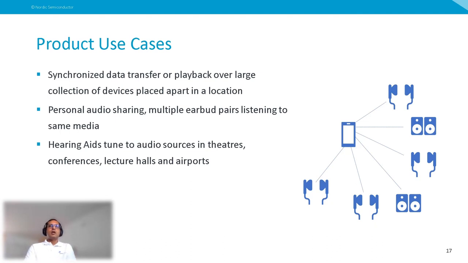Product use cases for broadcast ISO. Synchronized data transfer or playback over a large collection of devices placed apart in a location. Personal audio sharing, multiple earbud pairs listening to the same media. Hearing aids tuned to audio sources in theaters, conferences, lecture halls, and airports.